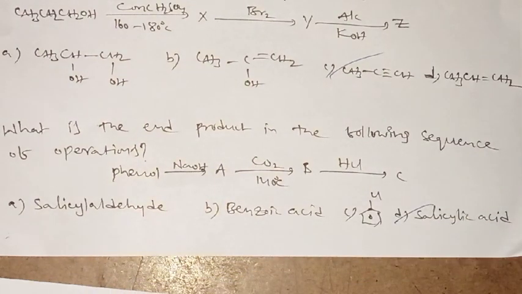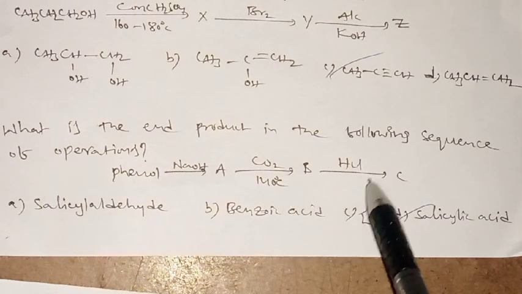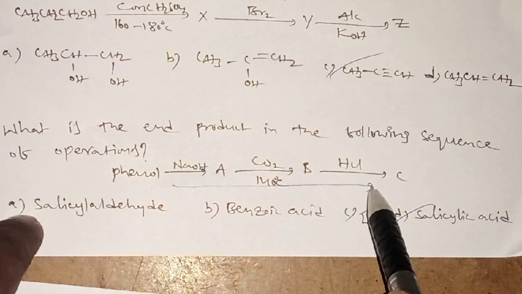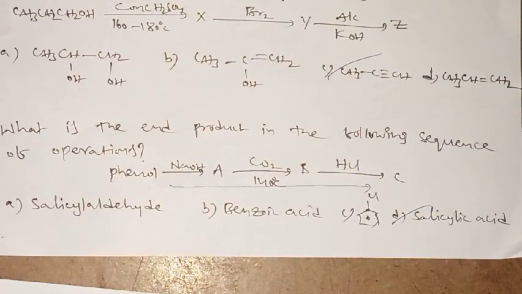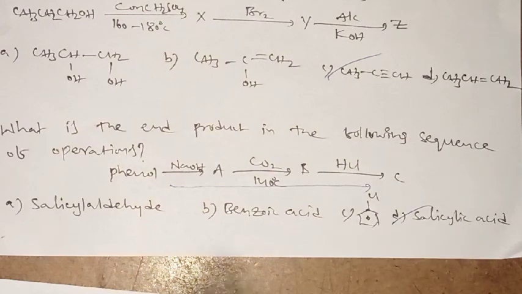So this is the direct reaction. In this there is no twist. This is what we regularly use in the textbook. So phenol with NaOH, in the presence of CO2, in the presence of HCl, you can take it as a single step also. You will get salicylic acid. Is it clear? Direct reaction, the Kolbe-Schmitt reaction. This is one of the important reactions.